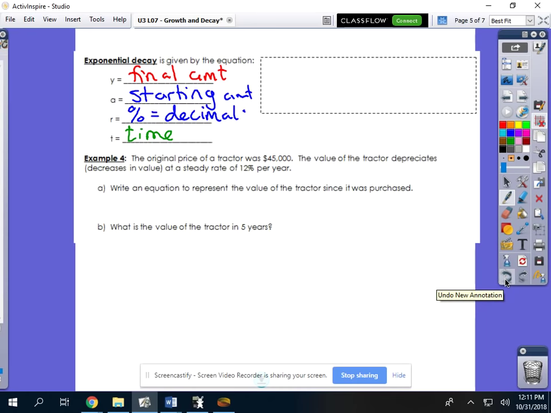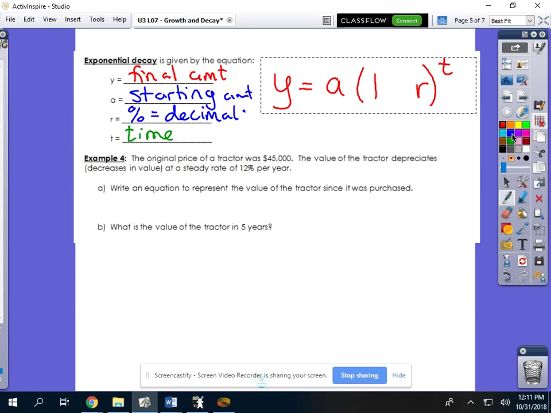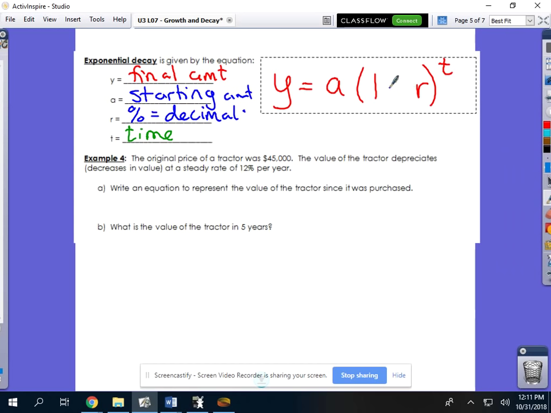But here's the only difference. Everything stays the same. Y equals A times (1 minus R) all raised to the T. So you can see everything's the same minus one change. Instead of it being a plus sign here, it's now a minus sign. And the reason why is because we are decaying. If this is decaying, then it's now going to be a minus sign instead of a plus sign.